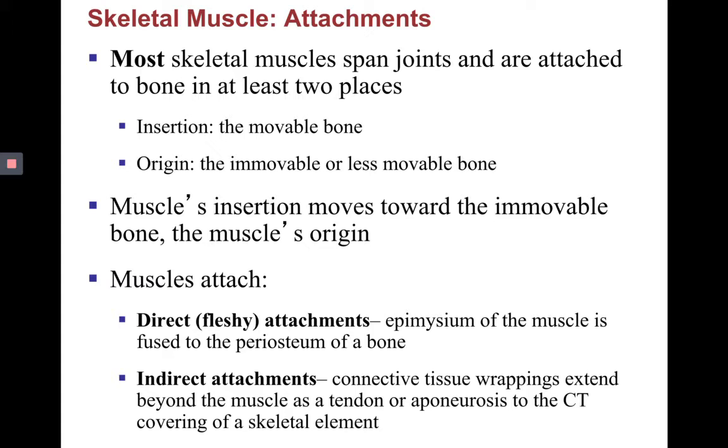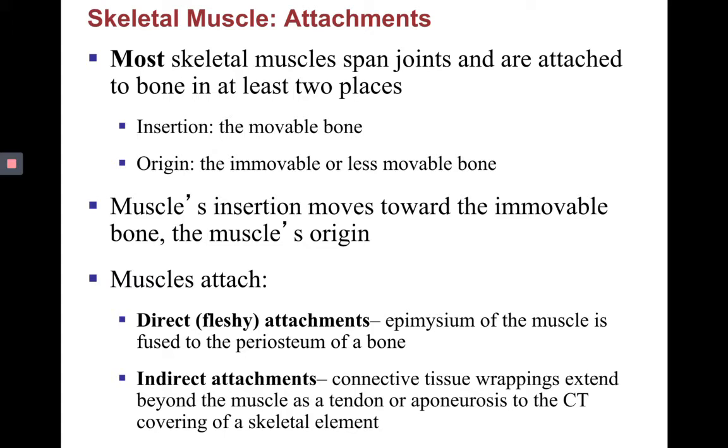Muscles can attach with direct or fleshy attachments or indirect attachments. We're going to learn what the epimysium is, but a direct attachment is when the epimysium of muscle is fused to the periosteum of bone. And I'll give you a quick overview of what the epimysium is. Epimysium is a connective tissue coat over muscle as an organ. And remember back to chapter 6, the periosteum is a connective tissue coat over bone. So essentially, the direct attachments are one connective tissue overcoat to another connective tissue overcoat, and it's muscle to bone.